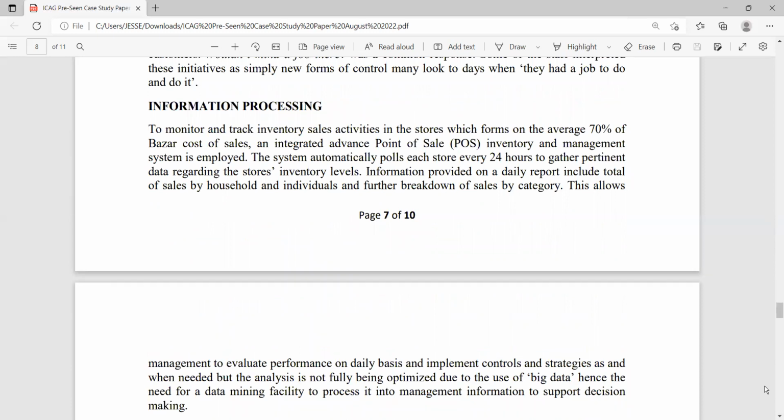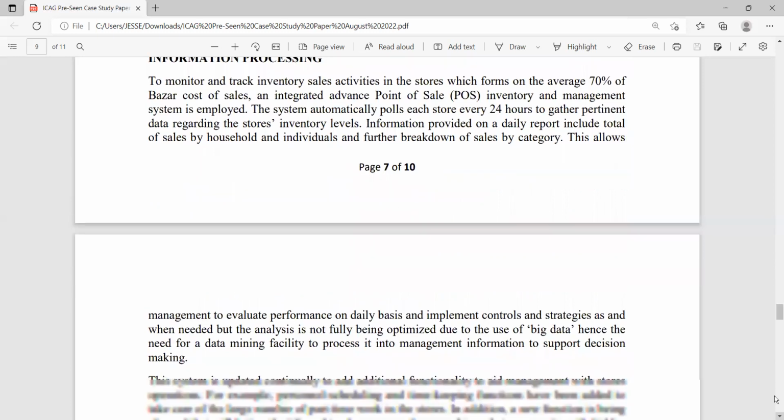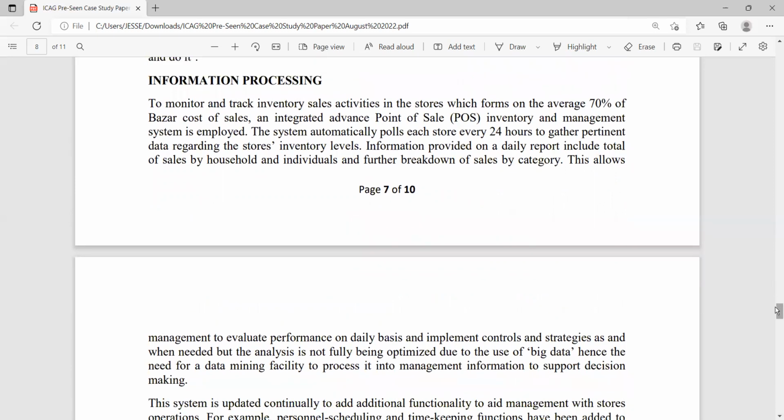Now let's move on to, which we've talked about extensively, customer care and the need for customer care. So let's move on to information processing. I would like to touch on these things very quickly to give you a bird's eye view of this pre-sale information. To monitor and track inventory sales activities in the stores, which form on average 70% of Bazar's cost of sales, an integrated POS inventory and management system is employed.